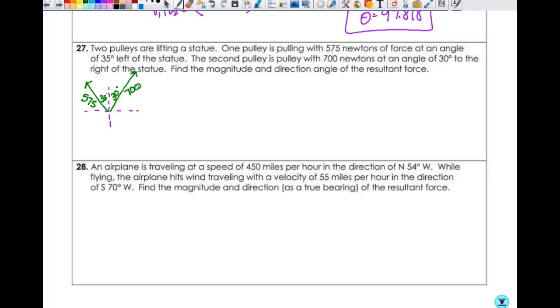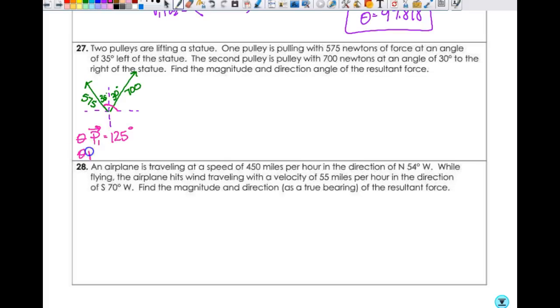Find the magnitude and direction angle of the resultant force. Okay, so we have pulley 1 and pulley 2, right? So P1, the theta for P1, right? My pulley 1 was the 575. This is 35 degrees right here. Theta starts here, so I have to add 90. So that's going to be equal to 125 degrees.